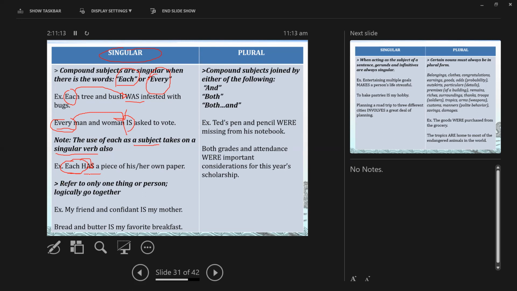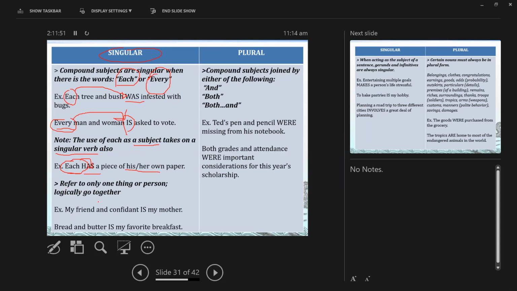Now, if we change the sentence into students have a piece of their own paper. Students, ginawa ko ng plural yung subject ngayon. Students have a piece of their own paper. Okay? Yung his, her, pinalitan ko ng their. Kasi nga, students na. Hindi na each student. Okay? Is it clear?